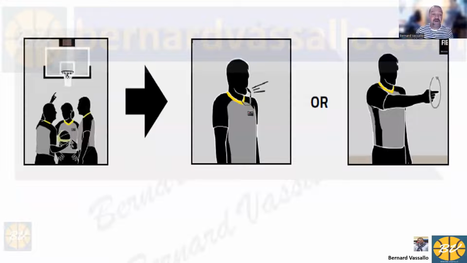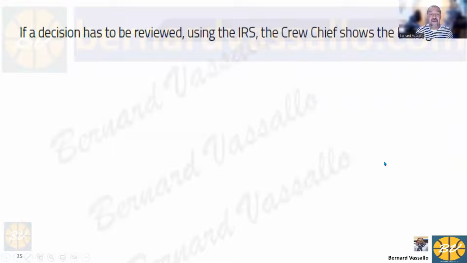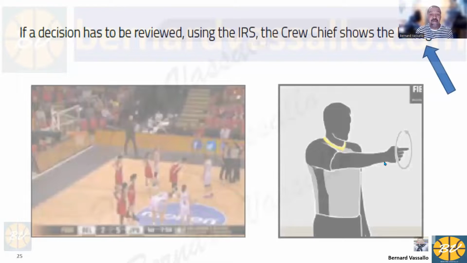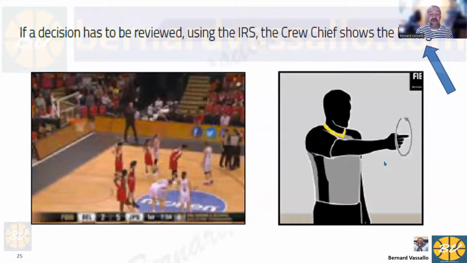Therefore, here we've got the referees meeting up and deciding whether to stay with the decision, or else, as you could see here, the crew chief makes the conventional IRS signal to show everybody that the referees have decided to use the IRS. That is the signal, again, used by the referees to determine the IRS. The referee makes a sort of signal in a circular motion showing the use of the IRS for that particular play.